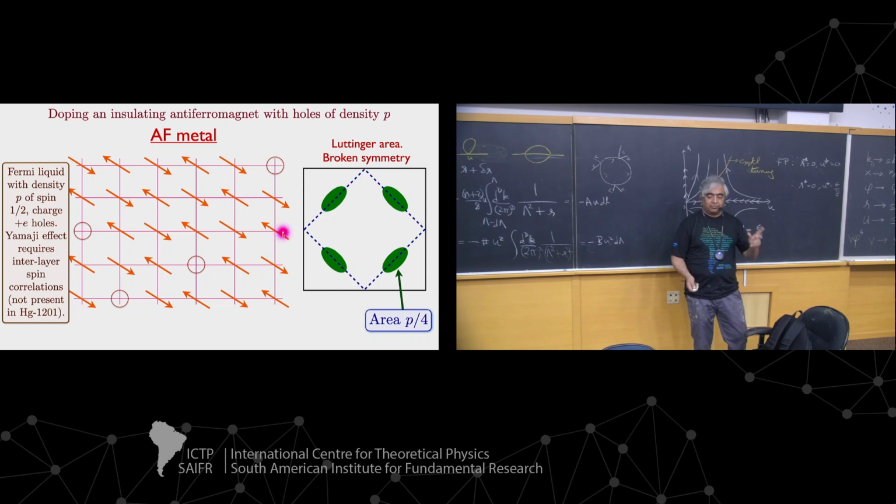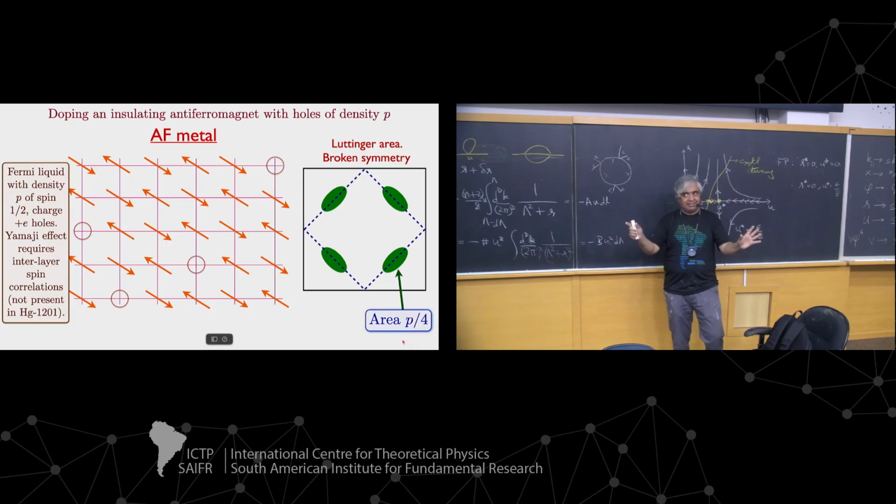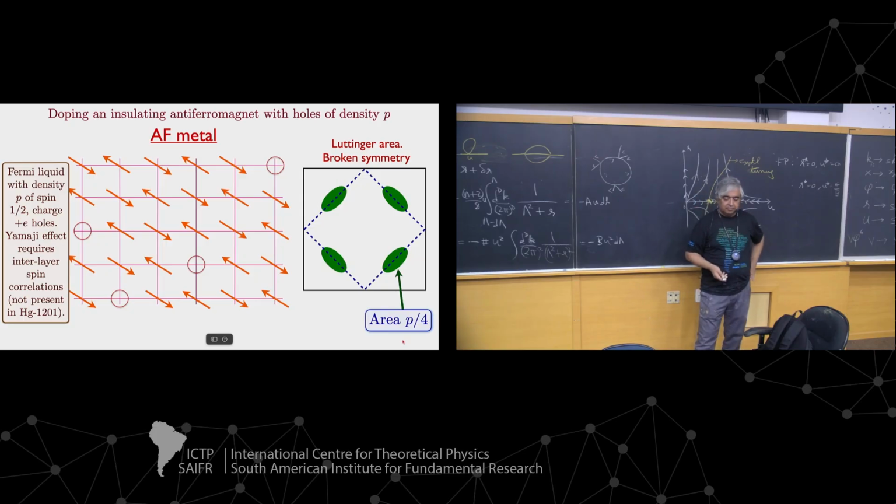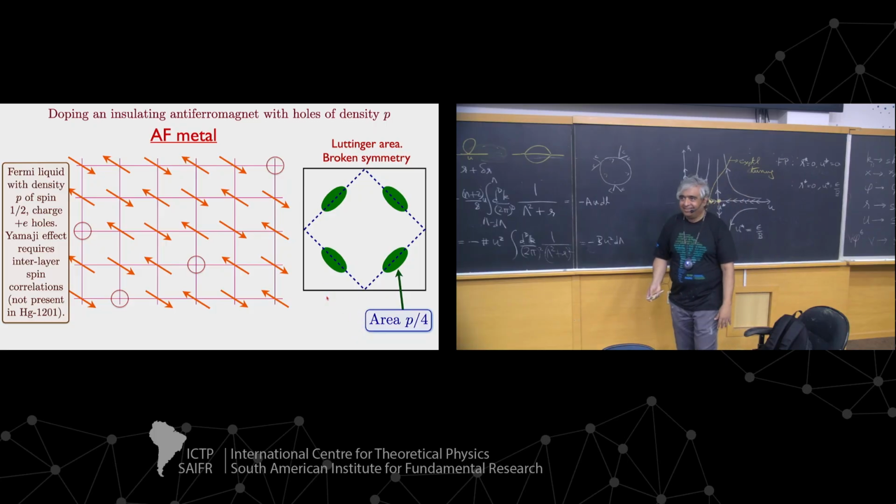So 2 for spin and 2 for valley or pockets, and so the area of each pocket should be P over 4. And this has been seen in experiment at very low doping. It is indeed P over 4. That's the answer. And it's just a free electron calculation that you can do. It gives you the right answer. Okay, no surprise. But this has long-range order, which is not present in the experiment.